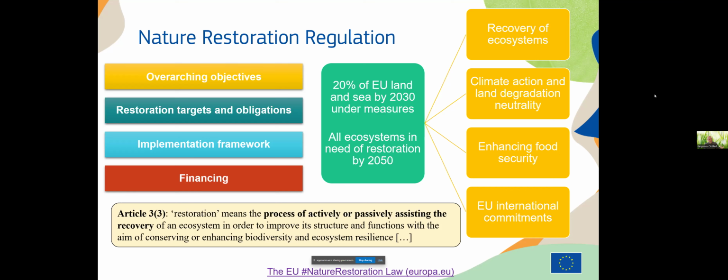Here's an overview slide. It has an overarching objective, which is very ambitious, that 20% of EU land and sea need to have measures which are restoring their ecosystems by 2030, and all ecosystems in need of restoration should have measures in place by 2050. The regulation sets targets and obligations. It has an implementation framework, which I think is probably the area where lots of new measurement and monitoring systems are going to be put in place. That could be very interesting for standardization. And there is a financing framework as well, which should be part of the next multi-annual financial framework of the EU.